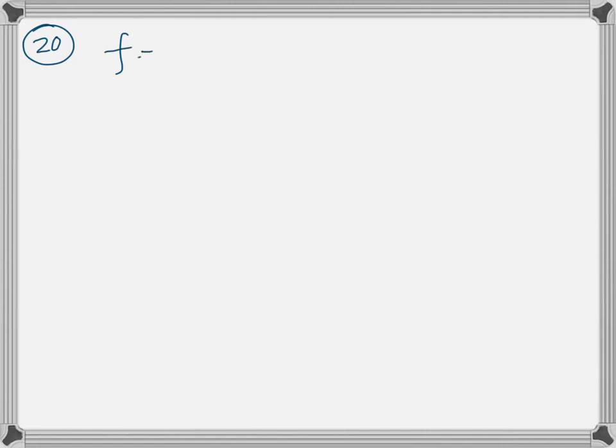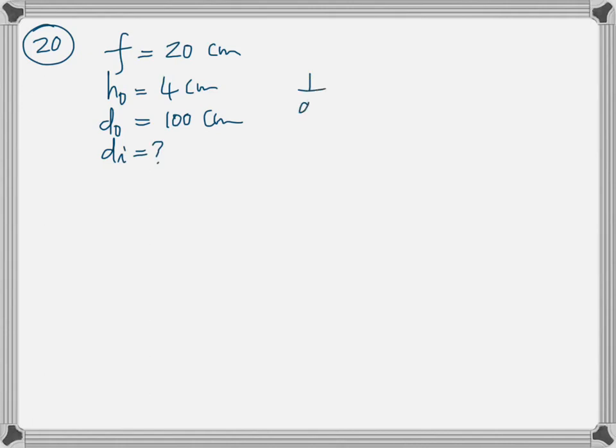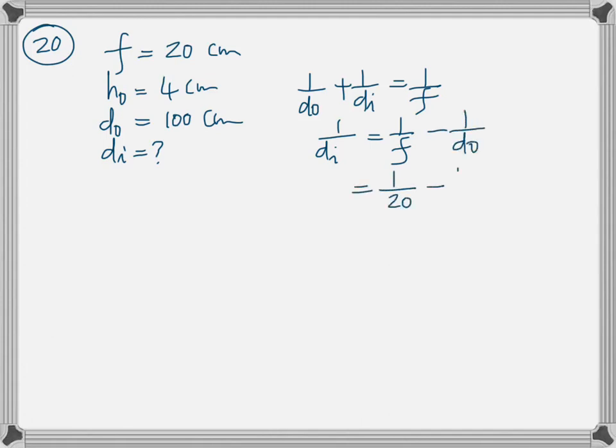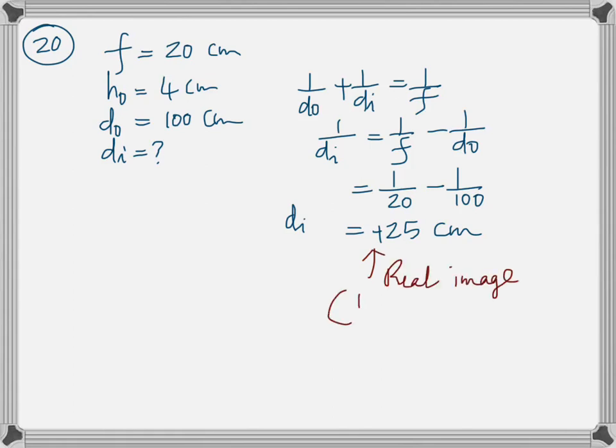20? Focal length 20. So that means it's concave, isn't it? Yeah. HO is 4. What is the position of the image? Same question, same process. That's like almost telling you that this is really important. 1 by di is 1 by f minus 1 by do. Means it's a real image, it's in front of the mirror.